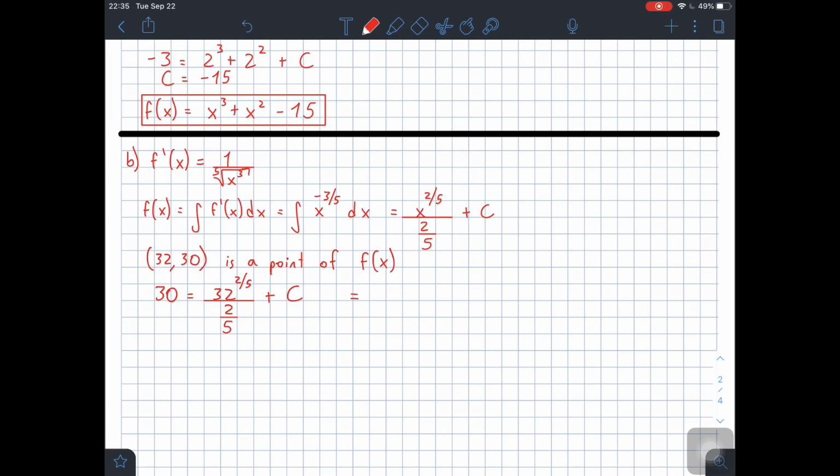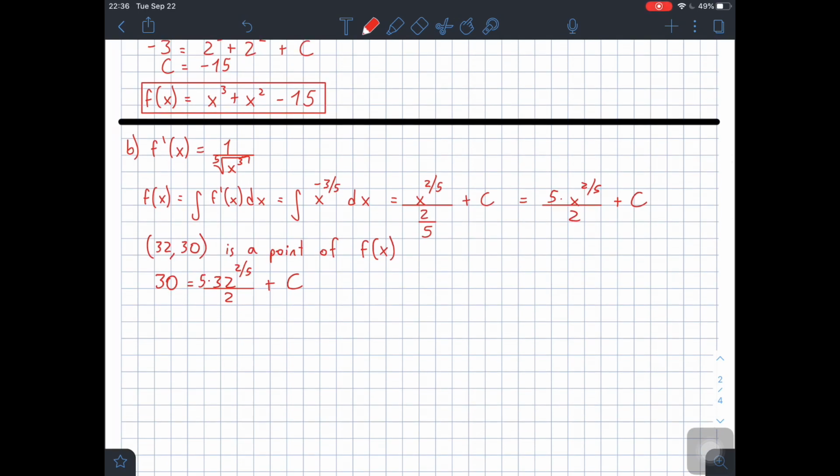If I rewrite this, I could take the 5 right up here: 5 times x to the power of 2 over 5 divided by 2 plus c. This would be better. So then, for example, if I do the fifth root of 32 squared, that is equal to 4. Okay, you can do that in the calculator if you want. You would get that this is equal to 5 times 4 divided by 2 plus c.